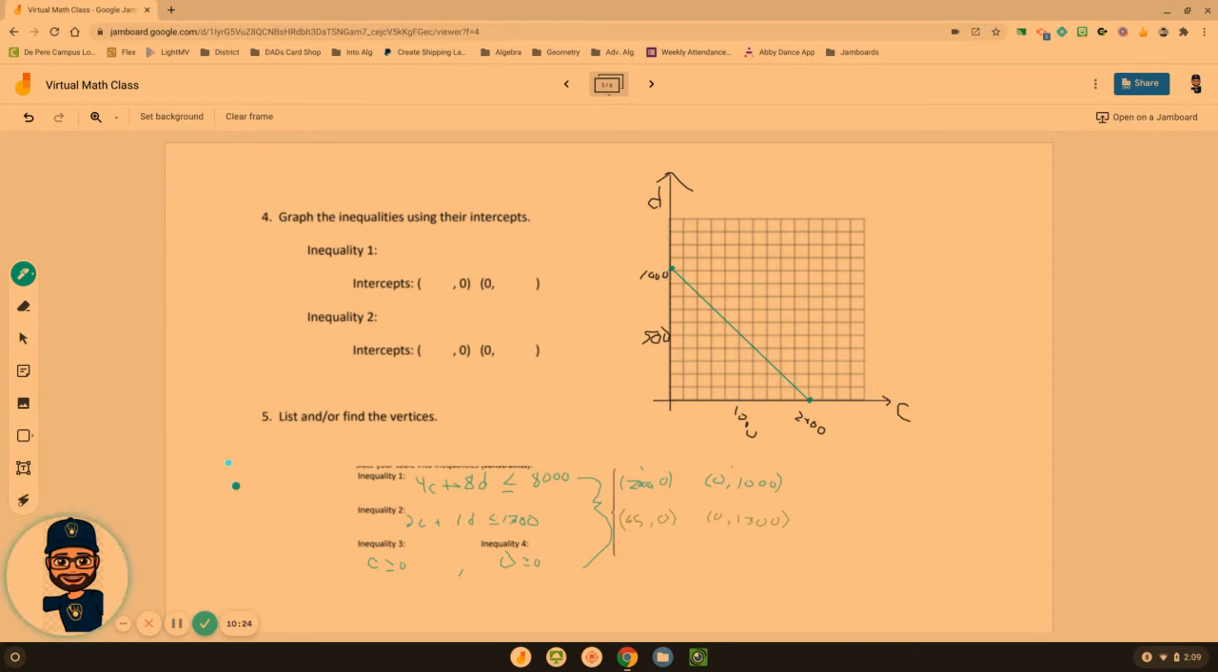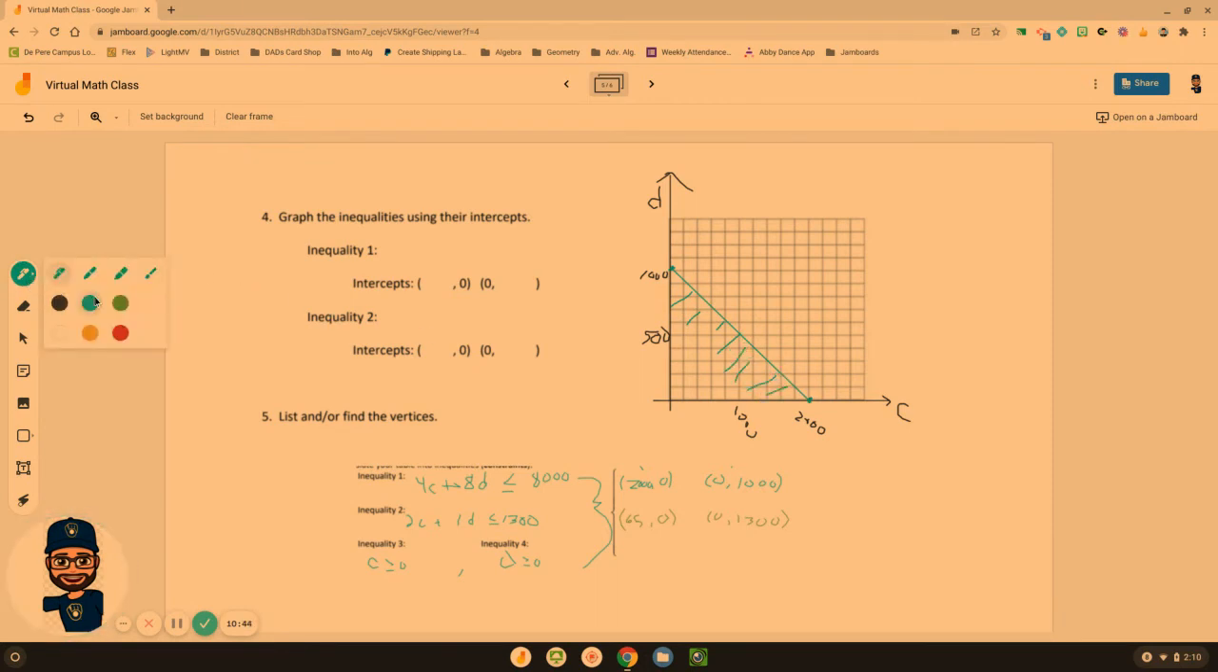Then the green line, the second inequality. Oh, I'm sorry, we still have to shade this one, right? Is the point 0, 0 a solution to the top inequality? 0 plus 0 is greater or less than 8,000. That's true, so we would shade underneath the blue line.